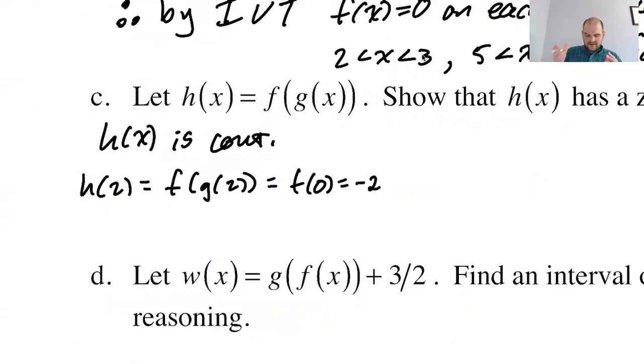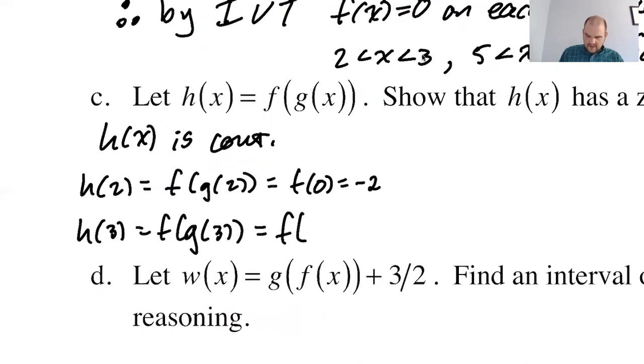All right, so now I'm hoping that h of 3 is positive, because otherwise I don't know what I'm going to do. So h of 3 is f of g of 3. So far so good, because I haven't done anything. G of 3 in the table is negative 1. F of negative 1 from the table is positive 3. Woo! Okay, we got a sign change.